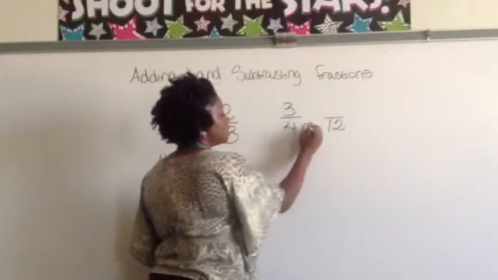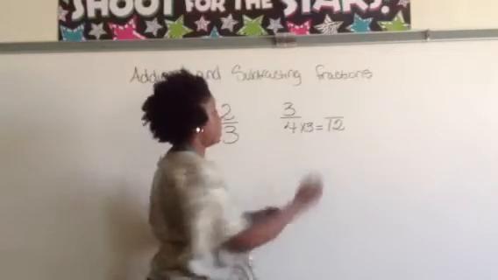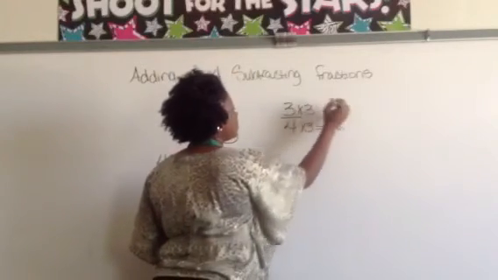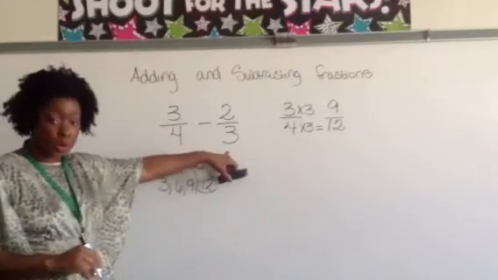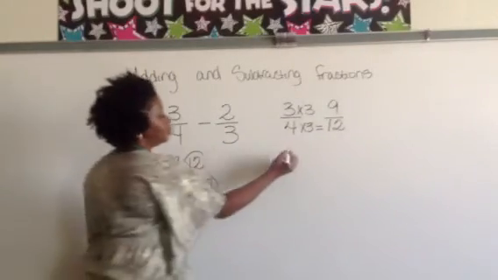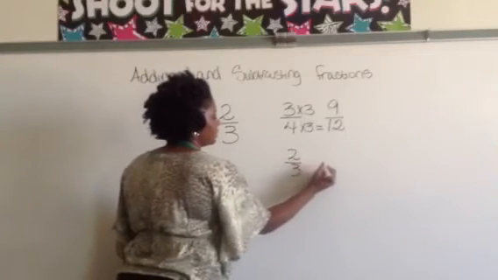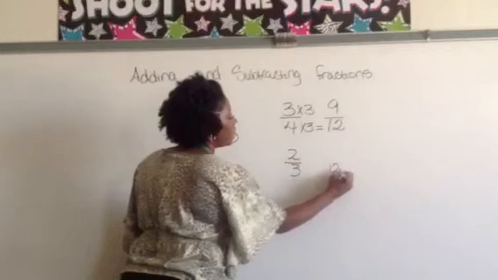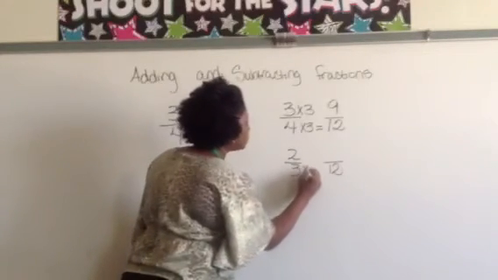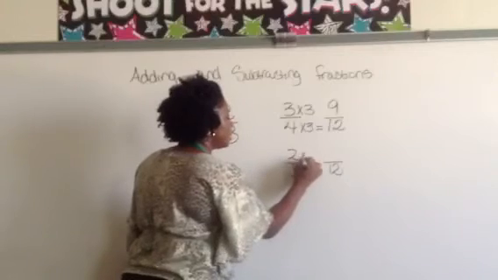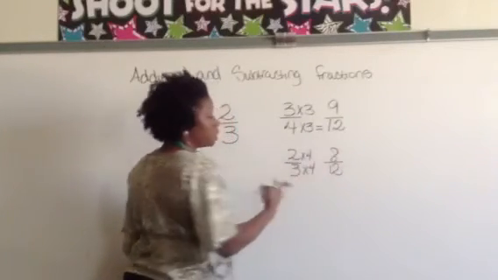4 times 3 equals 12. What I do to the denominator, I have to also do to the numerator. Times 3, 9/12. Now I'm going to take my 2/3 and I have to change it as well. I would rather have a 12 in the denominator. How do I get from 3 to 12? It's times 4. Do the same thing to the numerator, times 4. And I've got 8.